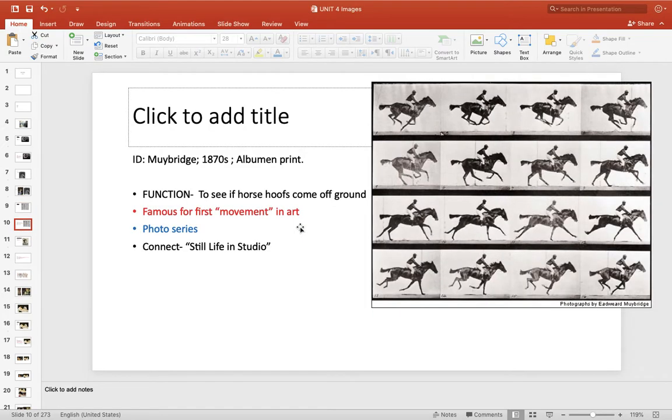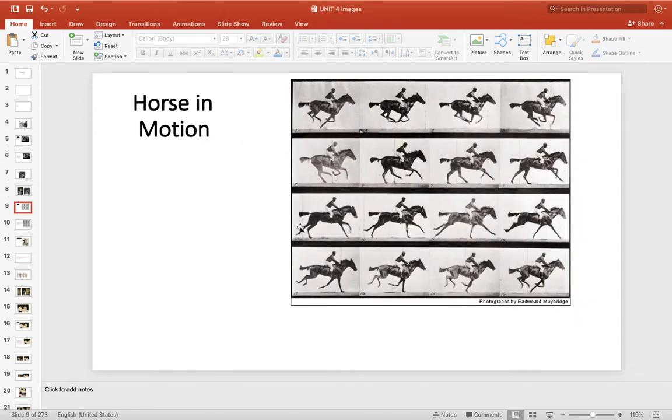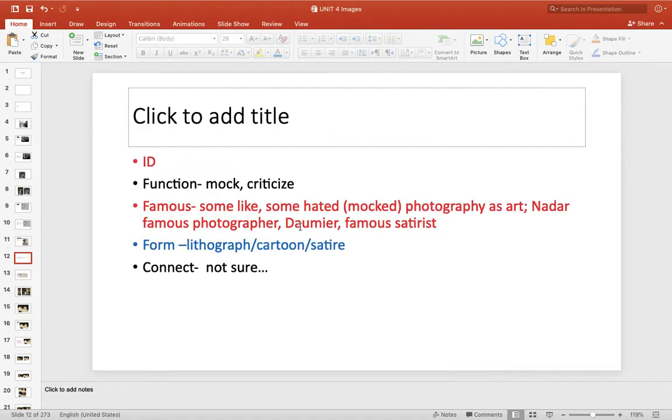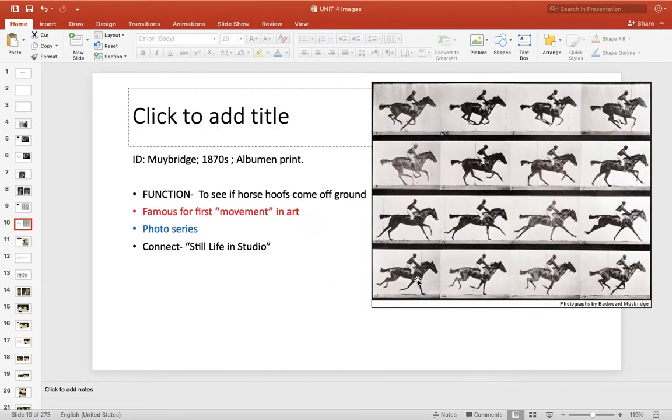All right, Horse in Motion. It's famous. It's the first movement in art. And then Nadar in photography. This is famous for its ridiculing, satirizing art. It shows the conflict between photography and art.